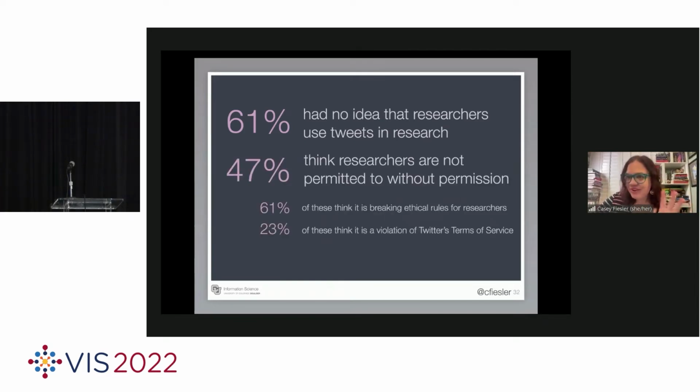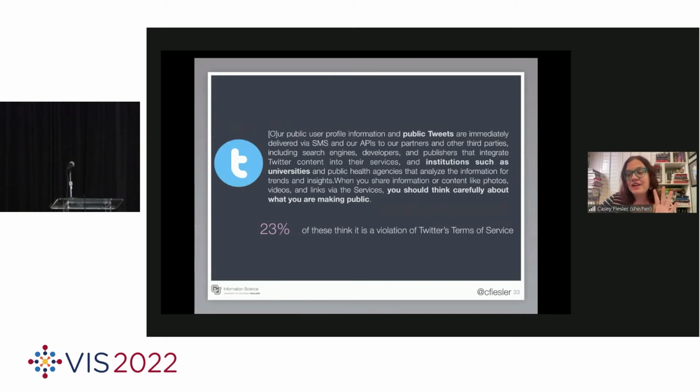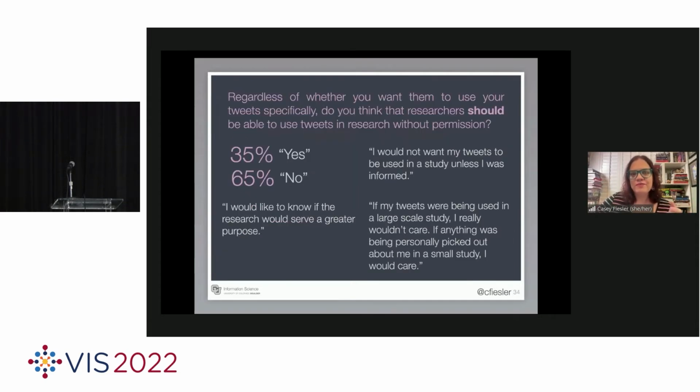Also, almost half of folks thought that this can't be allowed. Most of those thought it was breaking some kind of ethical rules, and some of them even thought it must be a violation of Twitter's terms of service, which people don't read. Twitter's privacy policy actually tells people that researchers from universities might be using their tweets. People don't read terms of service. It is not a proxy for things that users are aware of.